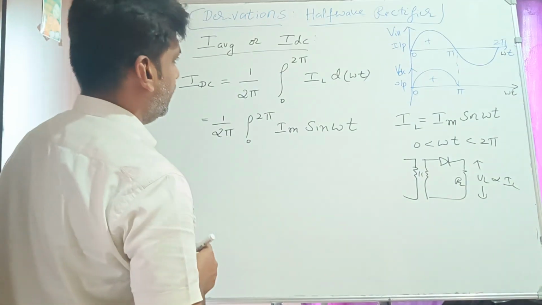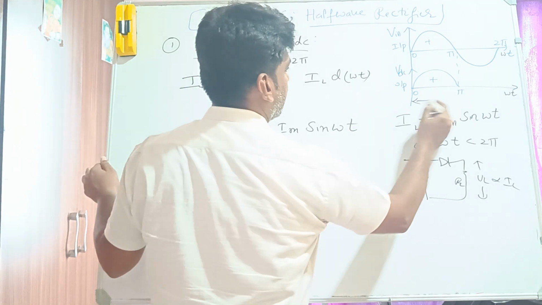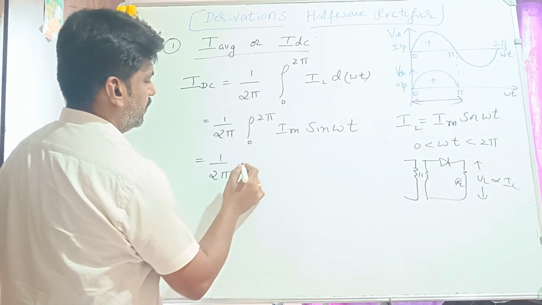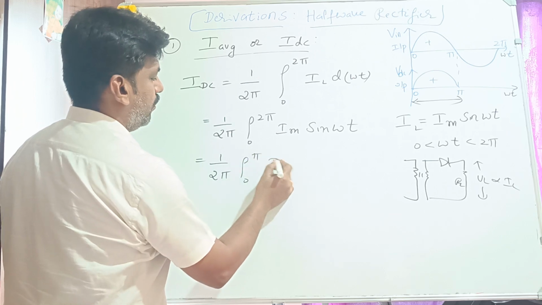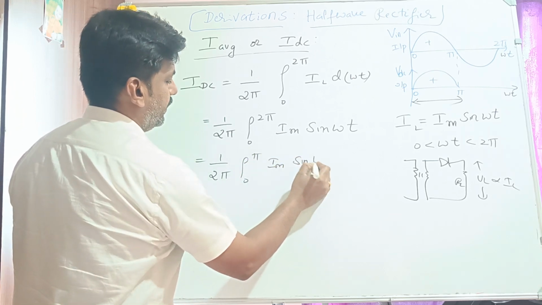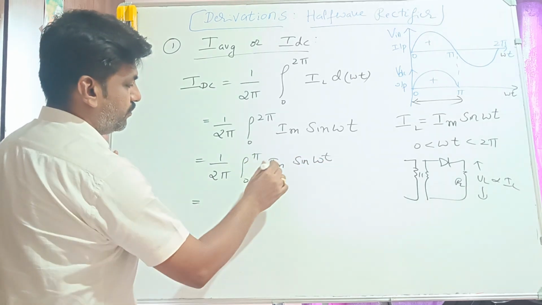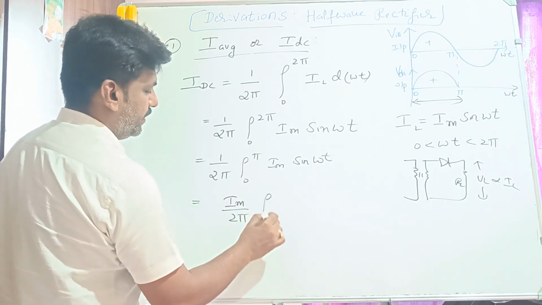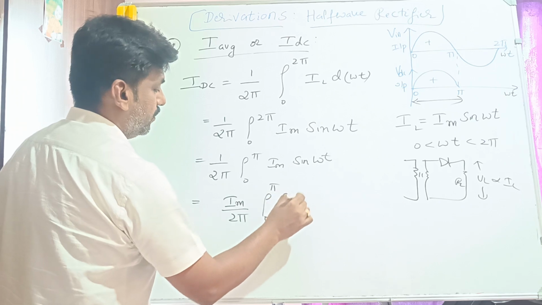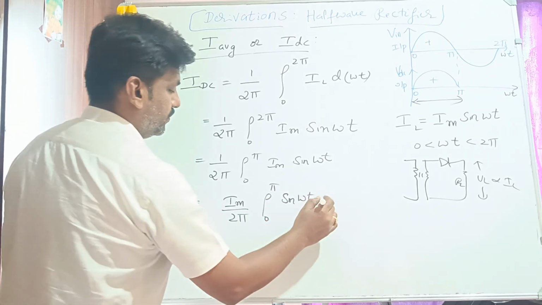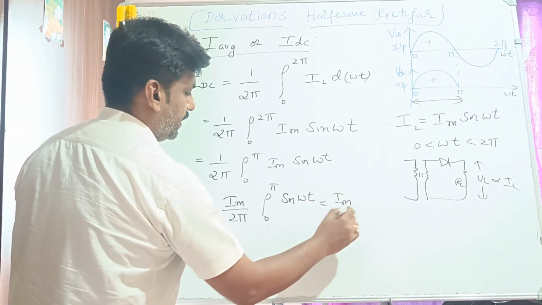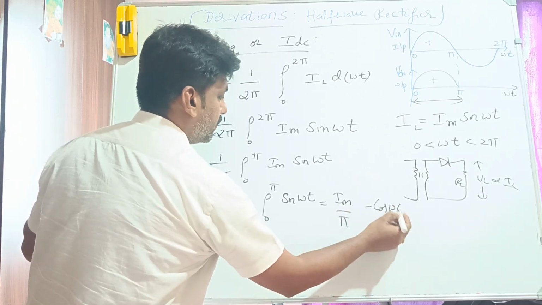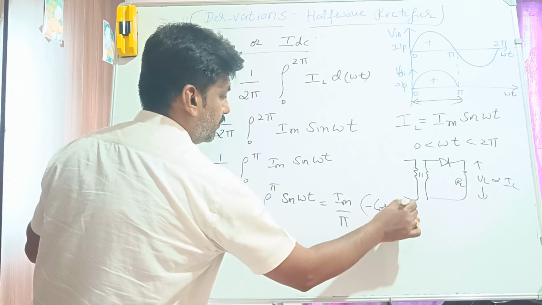But here we should think about what is the output we are getting. Output we are getting for 0 to pi. So we should write this as 0 to pi of Im sine omega t, right? From this, what is the constant? Im is a constant, take it out. Im divided by 2 pi, and it is 0 to pi sine omega t, right? This can be written as Im divided by 2 pi, and what is the integration of sine? Integration of sine is minus cos omega t, and the limits are 0 to pi.